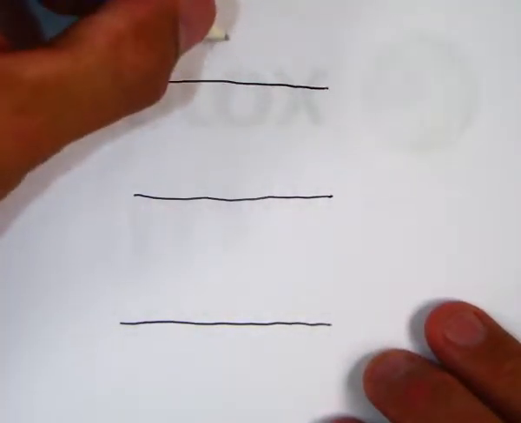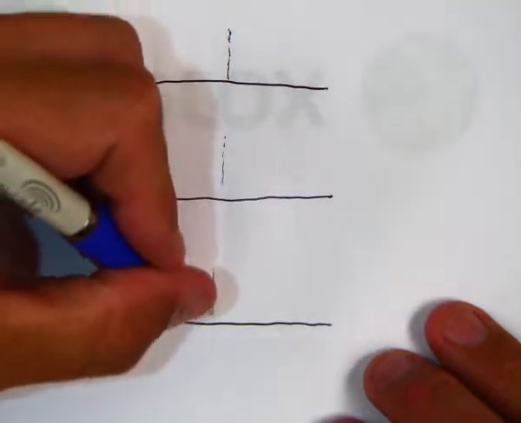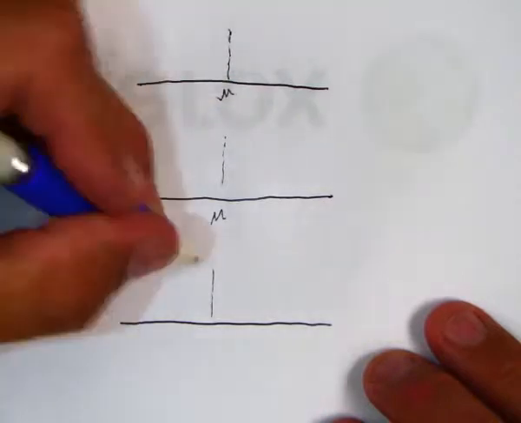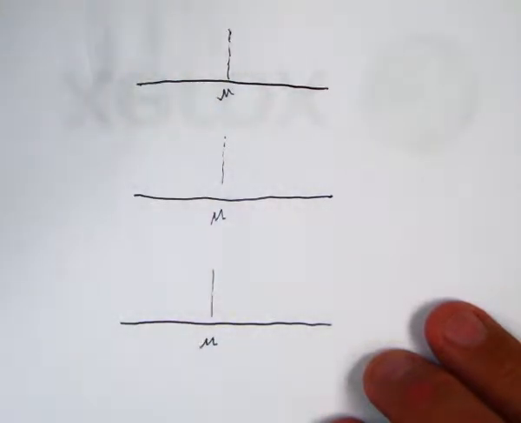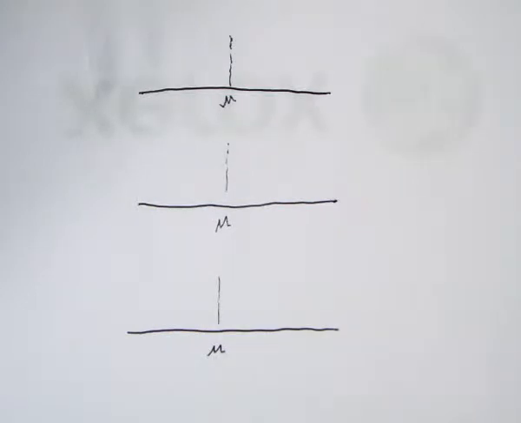Well, the center doesn't change. The center is where the mean is. So the center is always going to be where mu is. Now how does the shape change? Well, the shape is generally going to be symmetric.